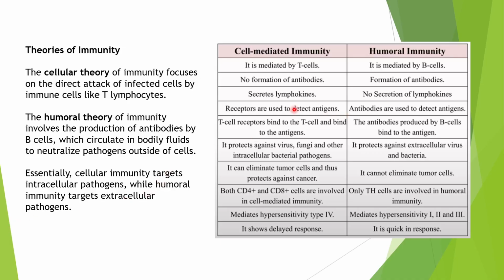So the major characteristics of cell mediated and humoral immunity are: cell mediated is mediated by T cells and humoral is by the B cells. In cell mediated, we can see no formation of antibodies. Humoral is mediated by formation of antibodies. Cell mediated secretes lymphokines, and here we do not see any lymphokines. In cell mediated, receptors are used to detect the antigens. Here antibodies are directly detecting the antigens. In cell mediated, the T cell receptors bind to the antigens.